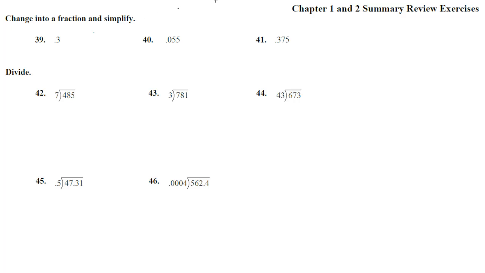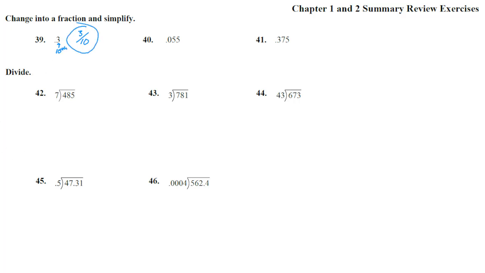Here we are in Chapter 1 and 2 Summary Review Exercises, numbers 39 through 46. Change into a fraction and simplify. So we're going to change this guy into a fraction. This is 3, and that is in the tenths column, so that is 3/10. Can that be simplified? Looks like we're as good as we can go.